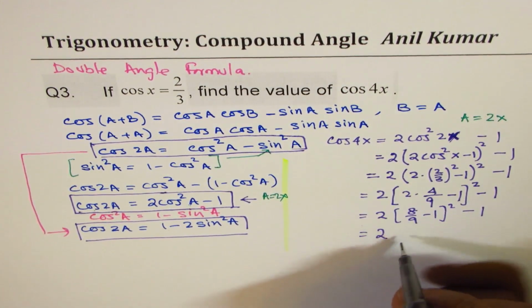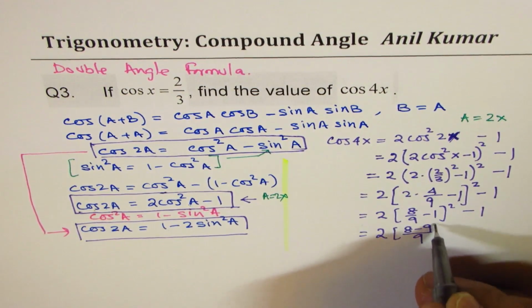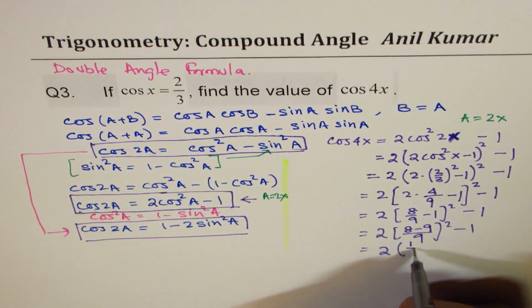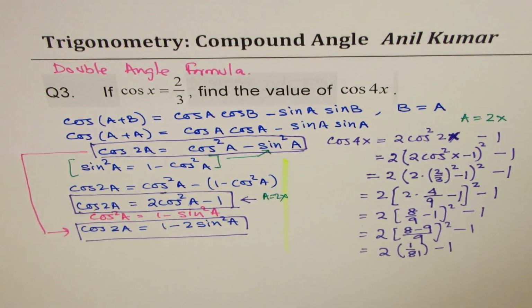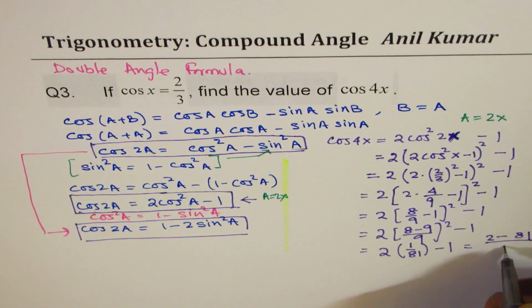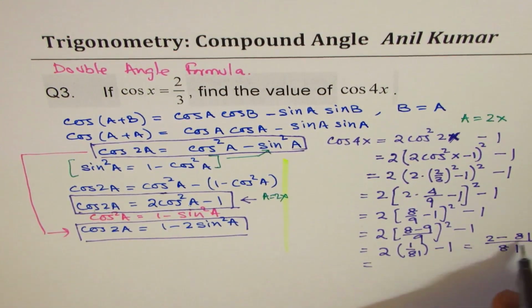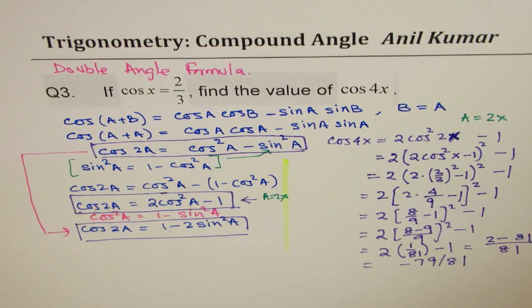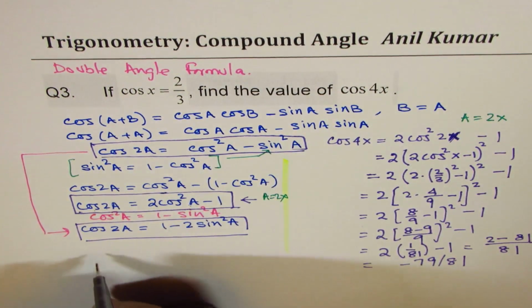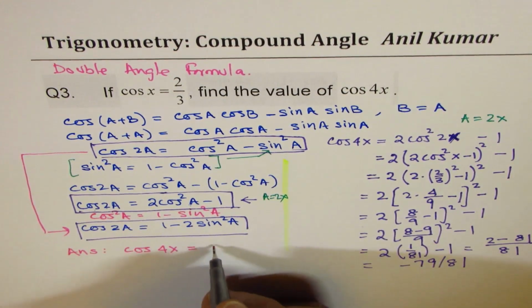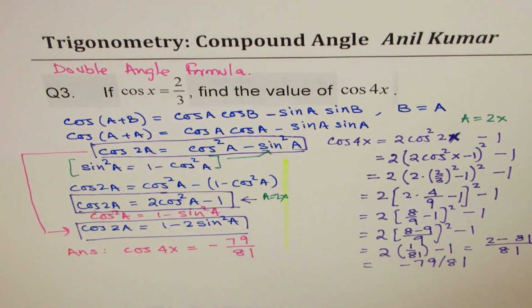And that gives me 2 times (8 minus 9 over 9) whole square minus 1. And that is 2 times, that is just minus 1, right? 1 over 81 minus 1. Do you get it? So it is 2 over 81 minus 1, which could be written as 2 minus 81 over 81. And now 2 minus 81 is minus 79. We get minus 79 over 81. Correct? So that gives us the value for cos 4x. So we can now write down our answer, which is cos 4x is equal to minus 79 over 81.